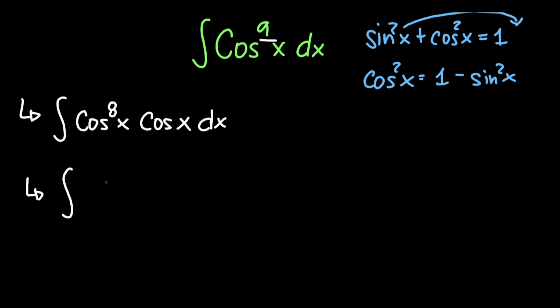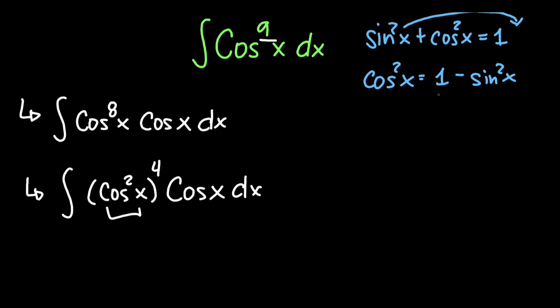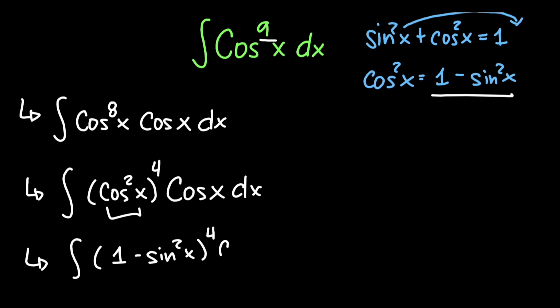So this would be the integral of cosine squared of x raised to the power of 8 divided by 2, which would be equal to 4. Keep in mind that this and cosine to the power 8 have the same value. We just made it into another form. And copy the rest. And so now that we have a cosine squared of x, we must substitute this one. So this would be the integral of 1 minus sine squared of x raised to the power 4 multiplied by cosine x dx.